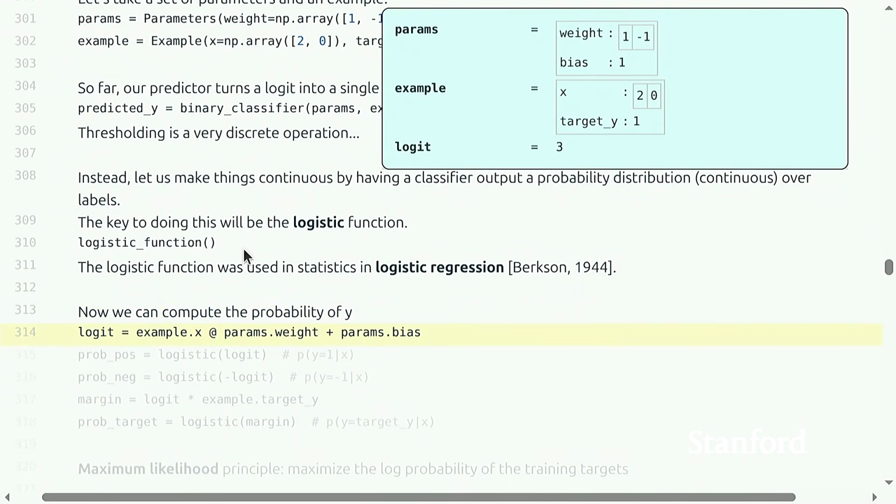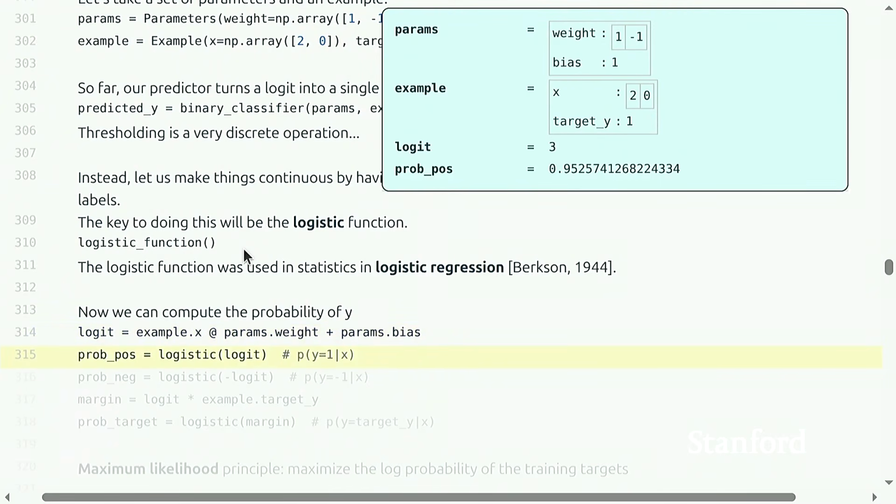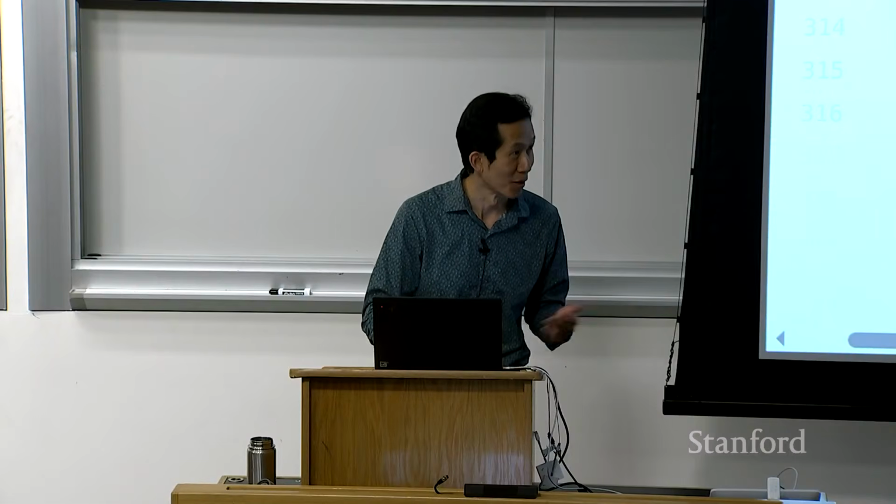So I compute the logit, and I can just declare that if I take this logit and push it through the logistic function, I'm going to interpret that as the probability of positive. And because of that cool identity I showed you, logistic of minus logit is the probability of the negative class. And it's also conveniently 1 minus, and these also conveniently sum to 1, which is always good for probabilities. So in this case, I have 0.95 and 0.05.